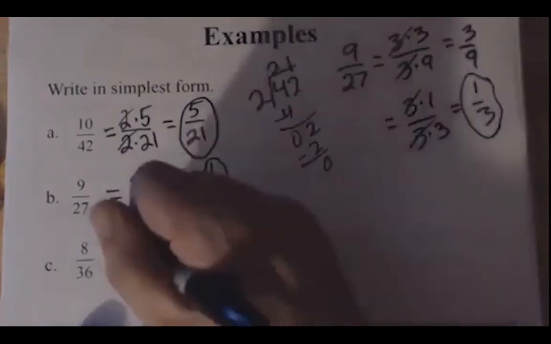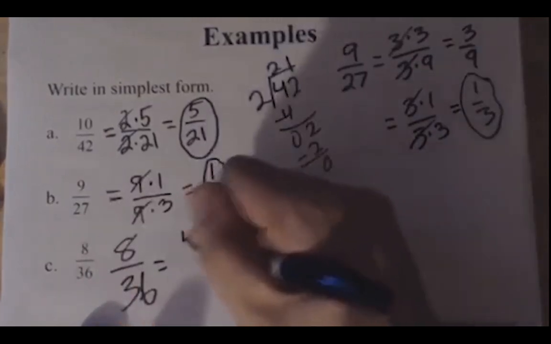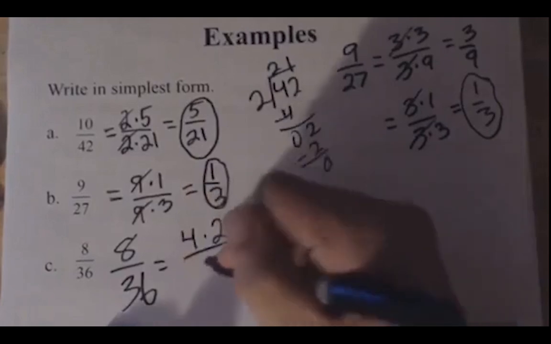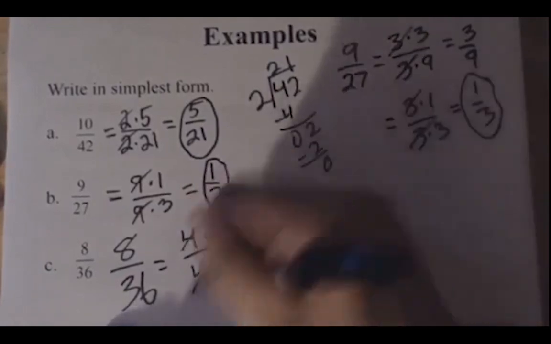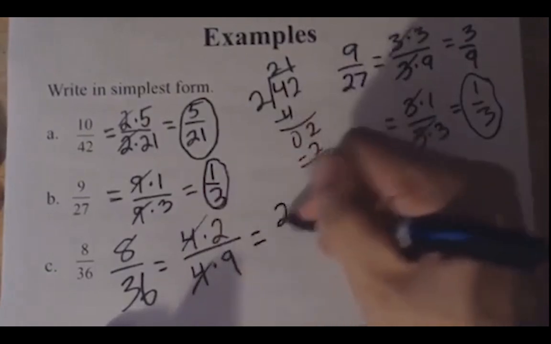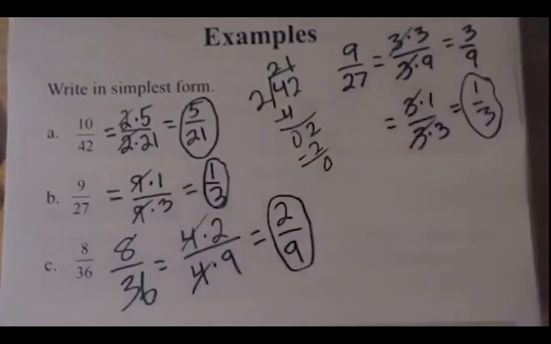C, we have 8 over 36. 8 is 4 times 2. 36 is 4 times 9. The 4's cancel, and we're left with 2/9.